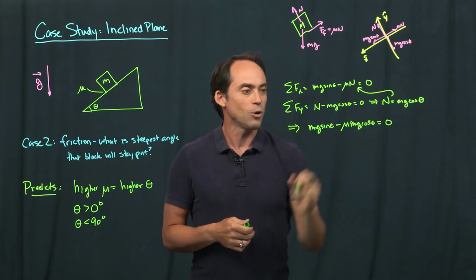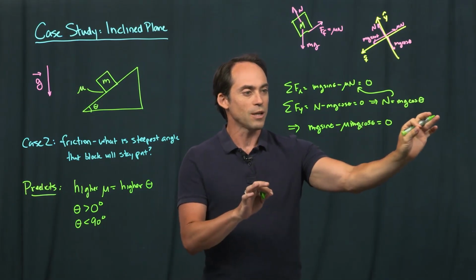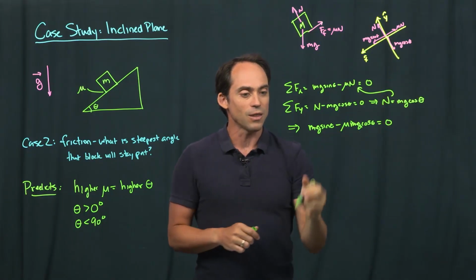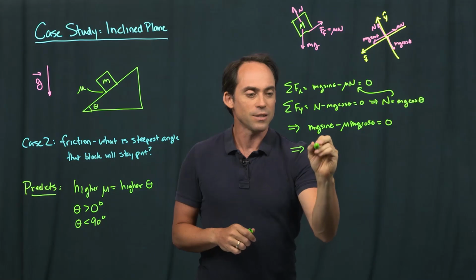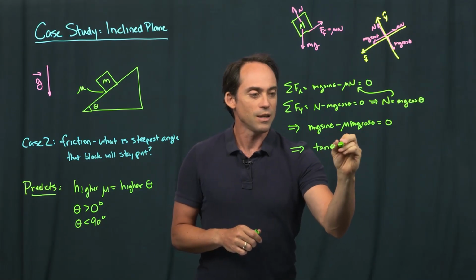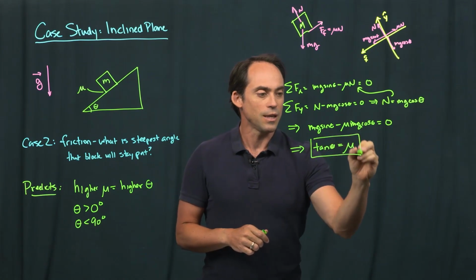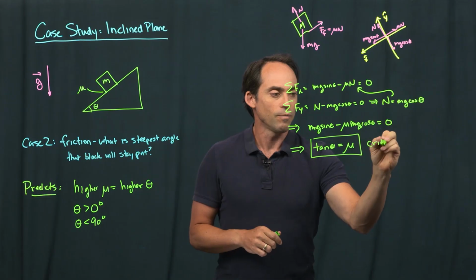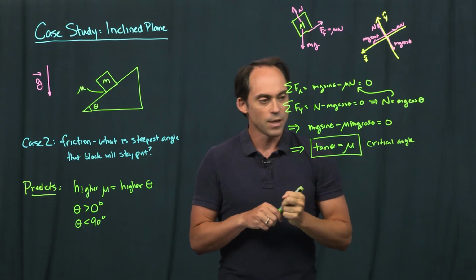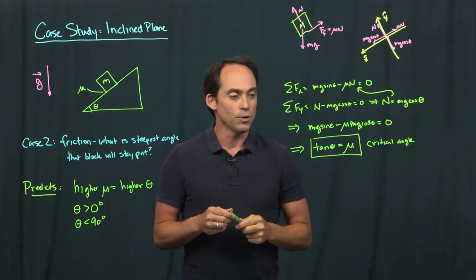Both m and g go away. And if I just rearrange, if I add mu cosine theta on both sides, and then divide by cosine theta, what I get is the tangent of theta, sine over cosine, is equal to mu. And this is the critical angle. Okay? So now let's go back and look and see how this solution matches up with our predictions.